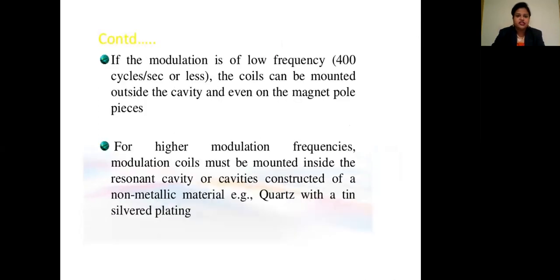If the modulation is of low frequency, that means 400 cycles per second or less, the coils can be mounted outside the cavity and even on the magnet pole pieces. But for higher modulation frequencies, modulation coils must be mounted inside the resonant cavity or cavities constructed of a non-metallic material, that means quartz with a tin silver plating.